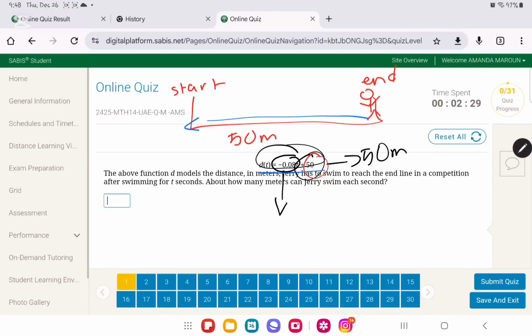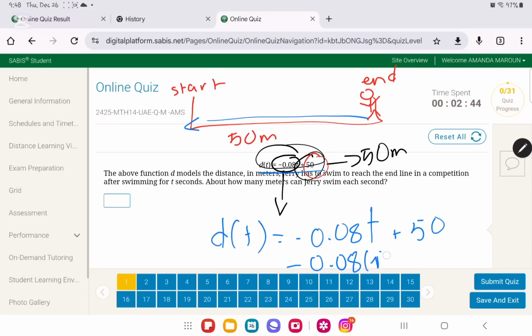and he's going backwards. So if we were to substitute 1 second, okay, so the function is D(t) equals minus 0.08t plus 50. If we substituted 1, it's minus 0.08 times 1 plus 50, which is 49.92. Okay, but here is the tricky part.